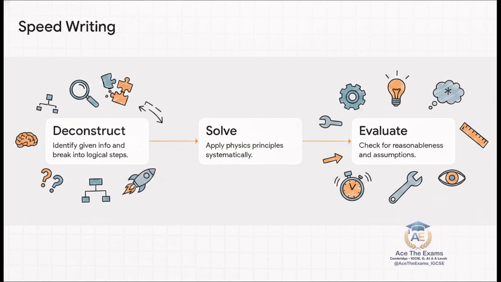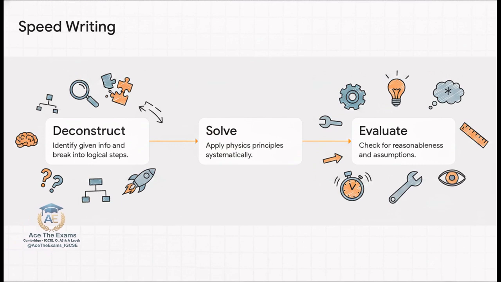That sloppy language is exactly where marks disappear. To ensure you lock in those method marks and fix that flawed logic, you need to use this 3-step cognitive framework: deconstruct, solve, and evaluate. First, deconstruct the question. Identify your given information, figure out exactly what the command word is demanding, and break it into logical steps. Second, solve.